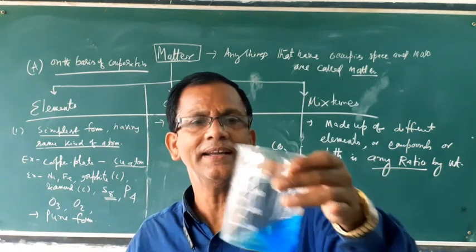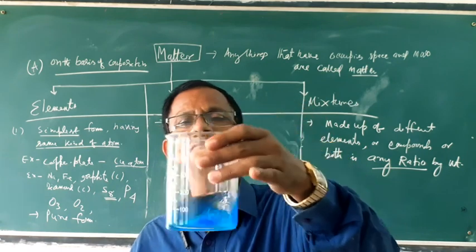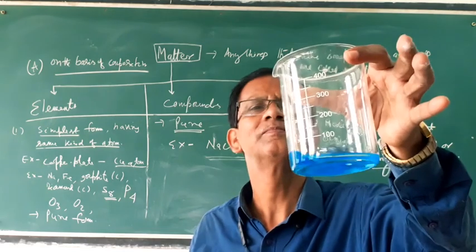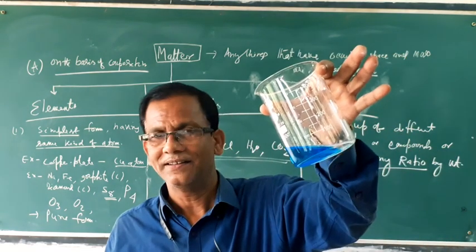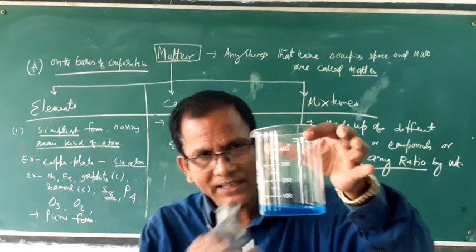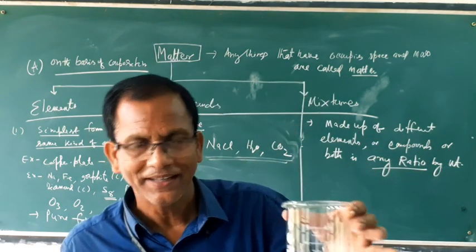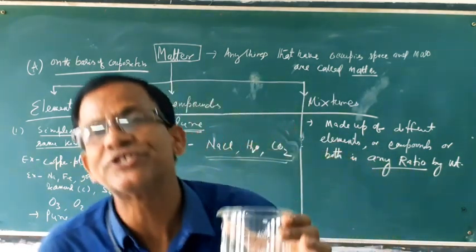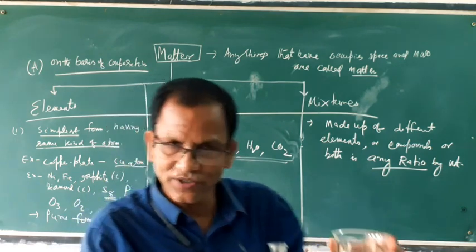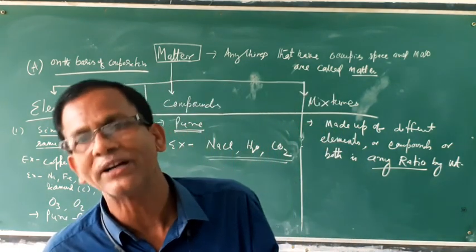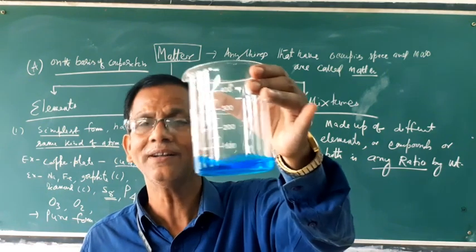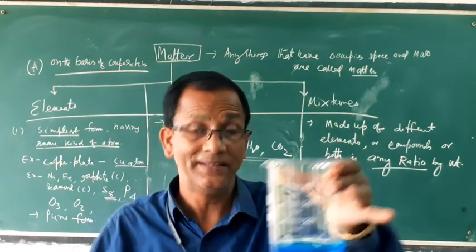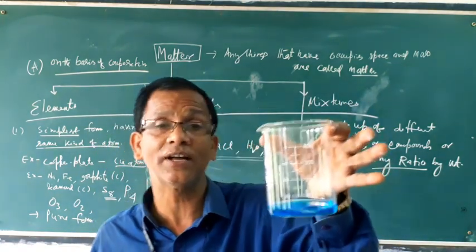This amount of water is added. Now you see, the color becomes blue. When water is added to copper sulfate, both copper sulfate and water remain in one mixture. It means copper sulfate dissolves in water. This amount of water is present and this amount of copper sulfate is dissolved. This is a copper sulfate solution, now it is called a copper sulfate solution.